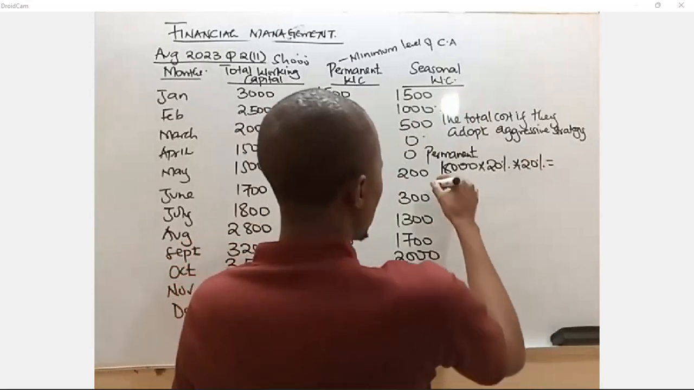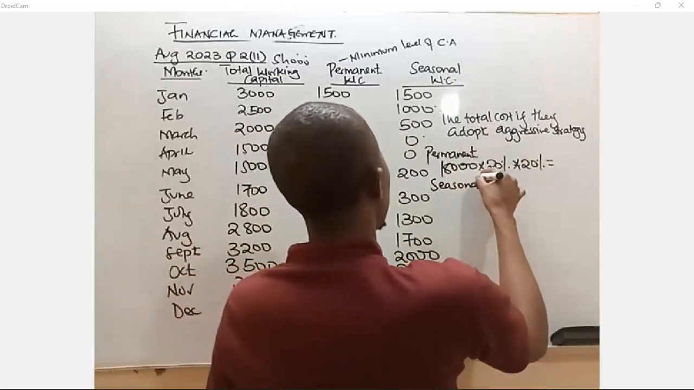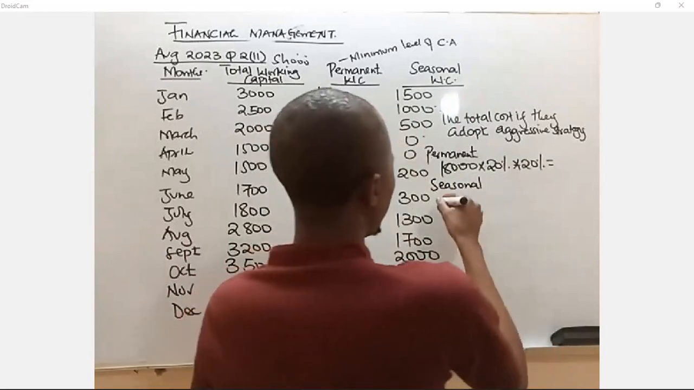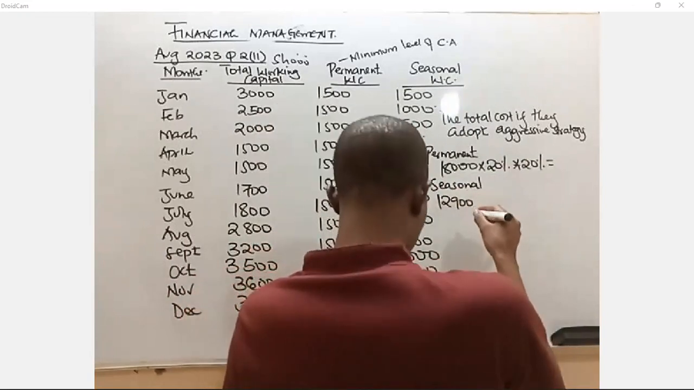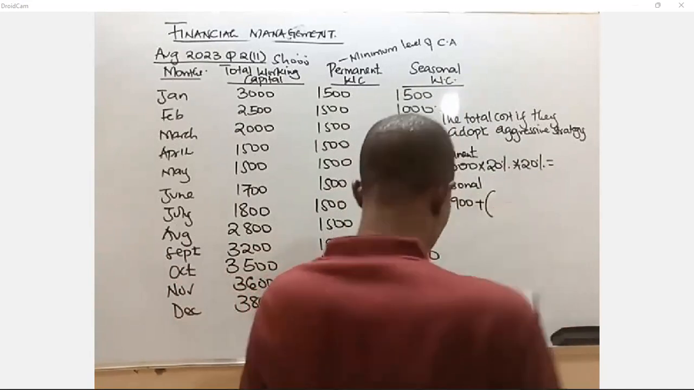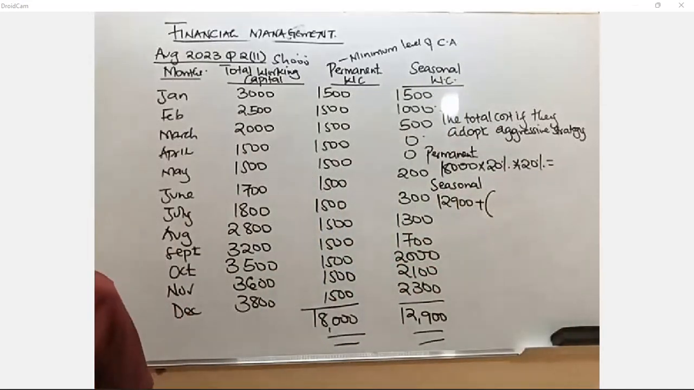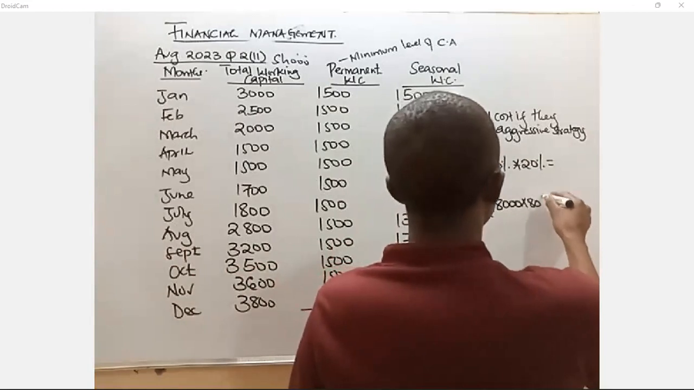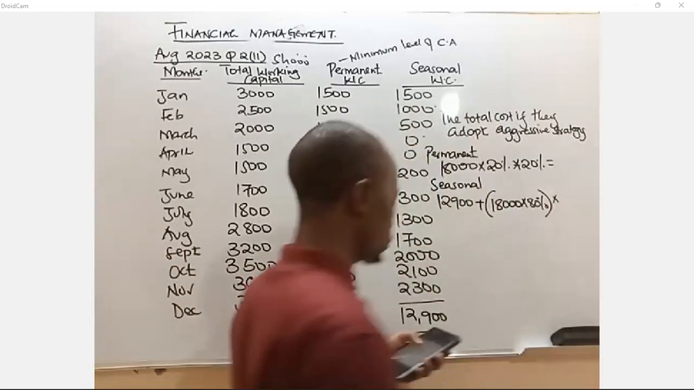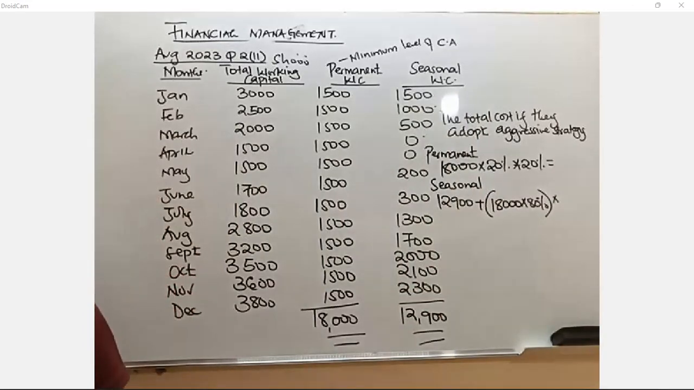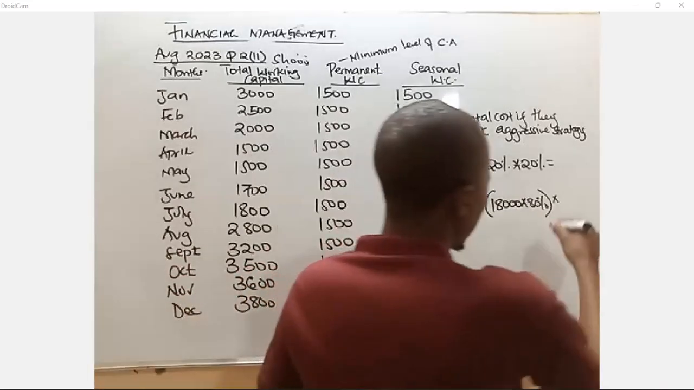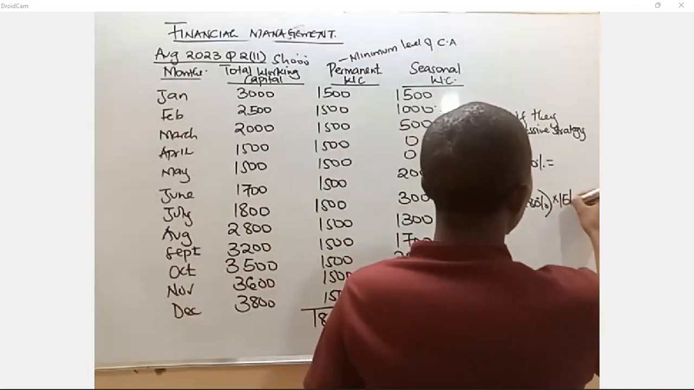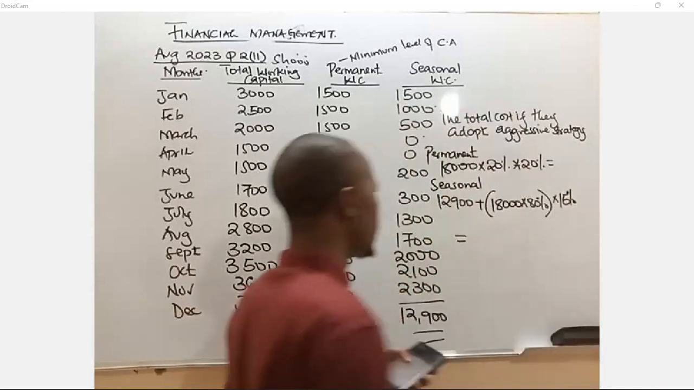Then we need to come to the seasonal. When it comes to the seasonal, it will be 12,900, right? Plus, we have the portion of the long-term funds, which is used to finance the short-term. So it will be 18,000 times 80%. Then after you do so, we need to multiply, because we have been told the short-term cost of financing working capital is 15%. You multiply here with 15%. I don't know whether you are able to get. So what is the answer for the two?